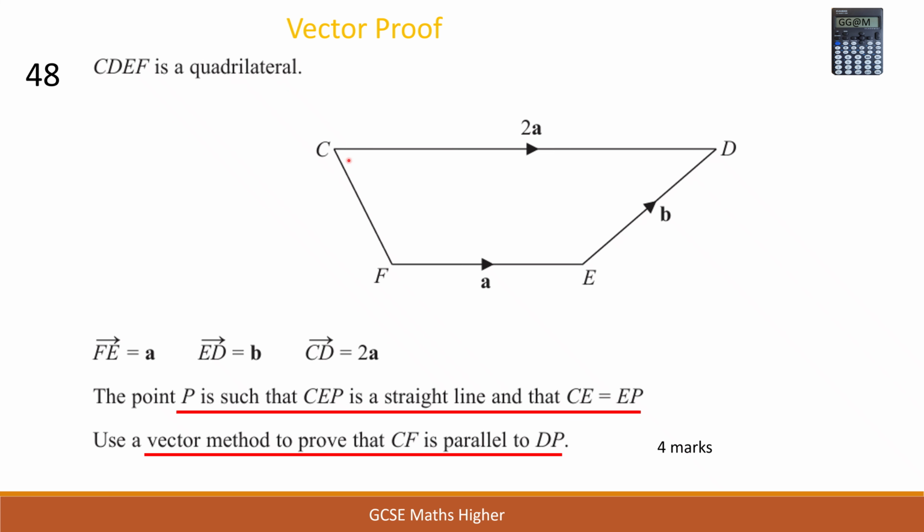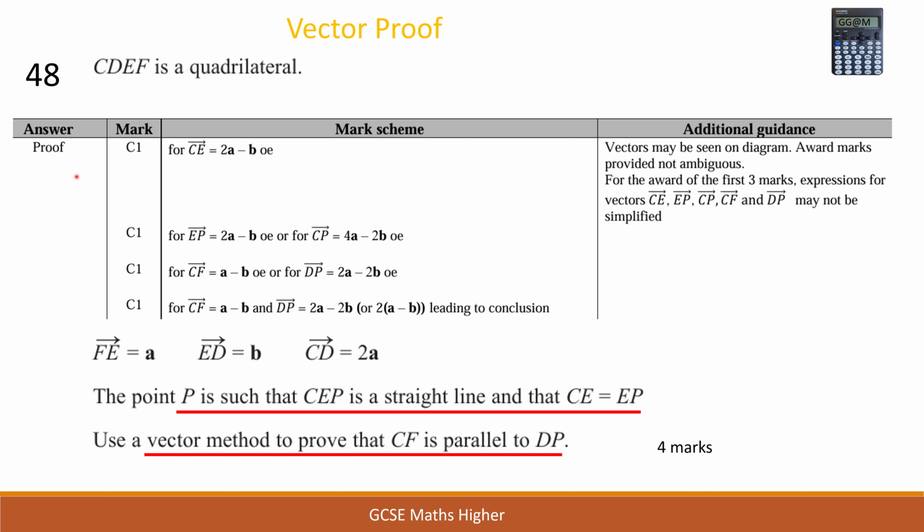So if we work out what C to F is by going around the houses, so 2A minus B minus A will give me the distance from C to F. Then you could do a similar thing from C to D to P. And then if one's a multiple of the other, then you've proved that they're parallel.